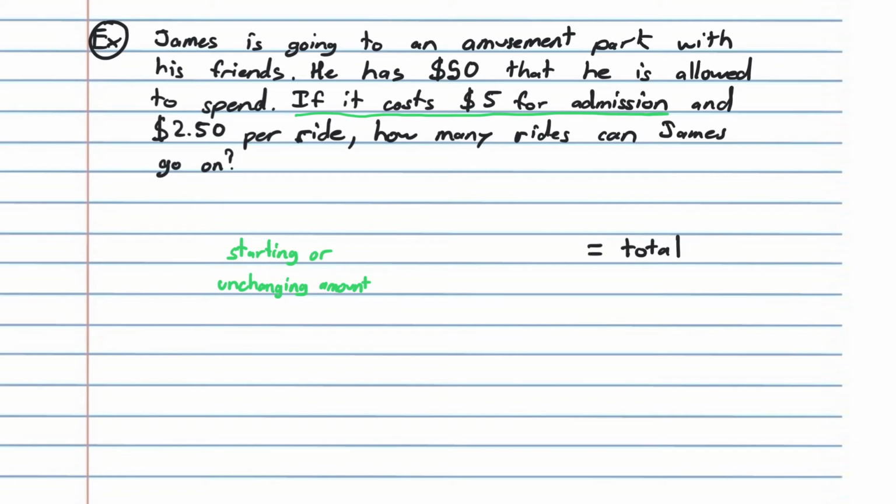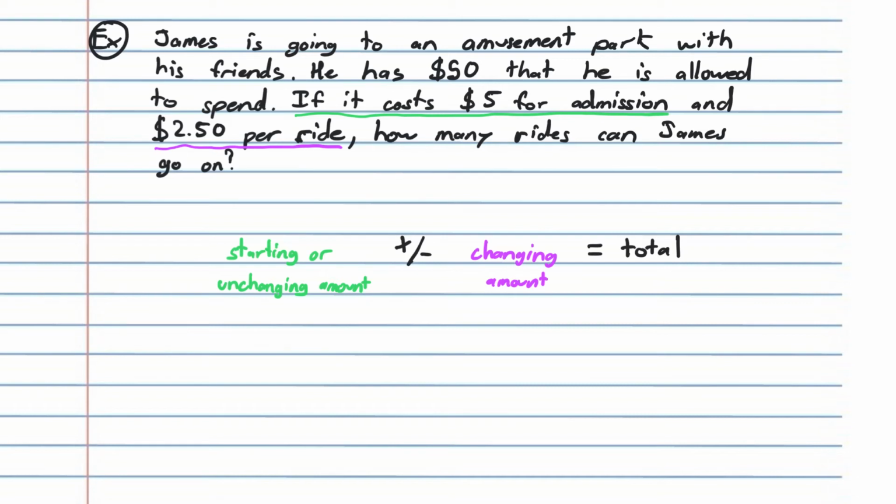Okay, and then there's going to be another part that is changing, like it depends on something else. In this question, they say it costs $2.50 per ride, right? So that changes depending on how many rides James goes on. That's the changing amount. That would be the other piece to our equation, so go ahead and write that in there, changing amount. And then those two pieces are connected in one way or another. Depending on what the question says, you could be adding these together or subtracting them. Remember, this is just a general case. Now looking at this question specifically, let's build it.